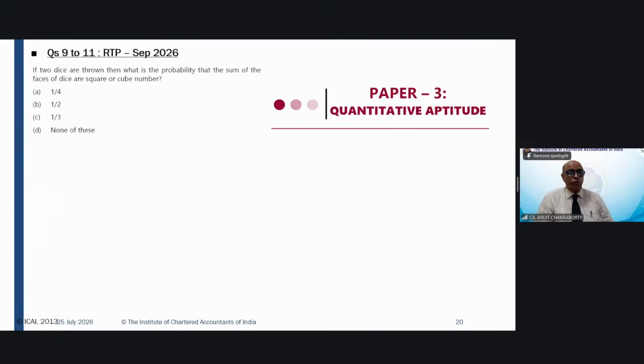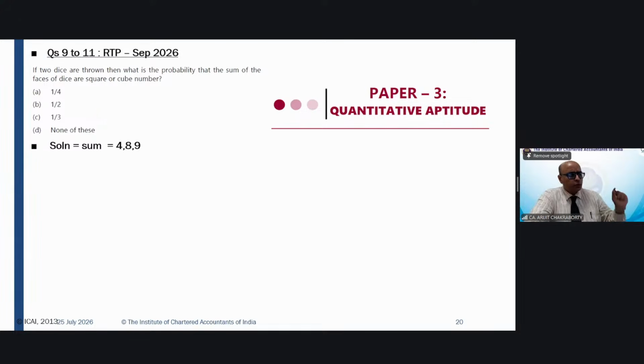Question number 9 to 11, the last lot, September 2026 RTP. Question number 9, if 2 dice are thrown, then what is the probability that the sum of the faces of the dice are square or cube numbers? It is again a beautiful question. Please see the question here, that the sum of the faces of the dice will be square or cube. Now, the question is, if you're throwing 2 dice, the total sum will be either a square number or a cube number.